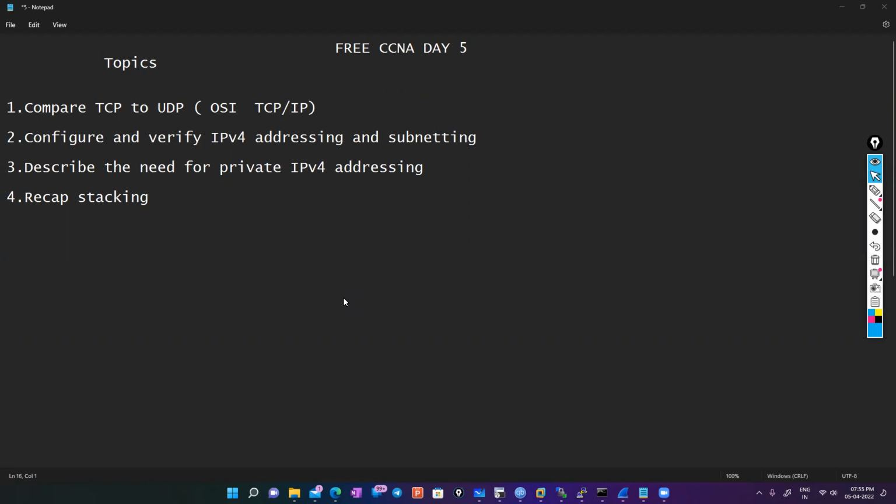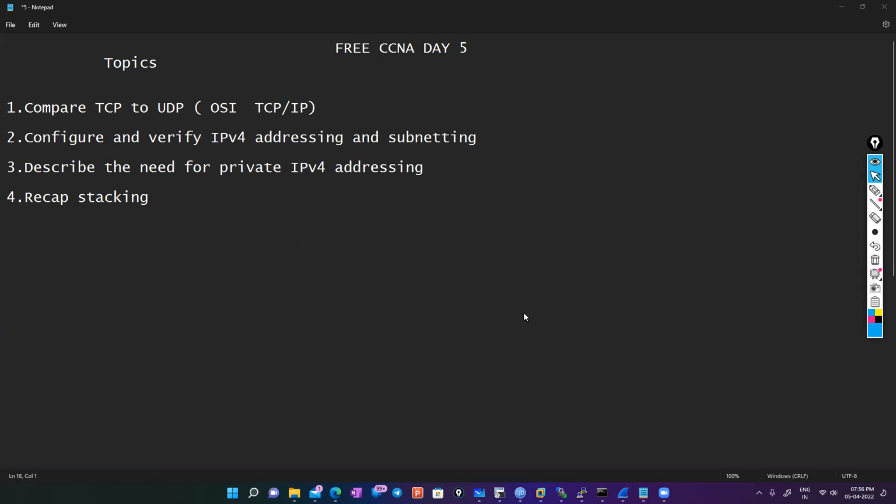Here is the list of topics we are going to discuss today. Let me start with IP addressing first, because that's been pending for a long time. Then we will look at what TCP/IP is, and the key difference between the OSI and TCP/IP models. Then we'll follow with a recap about the stacking.